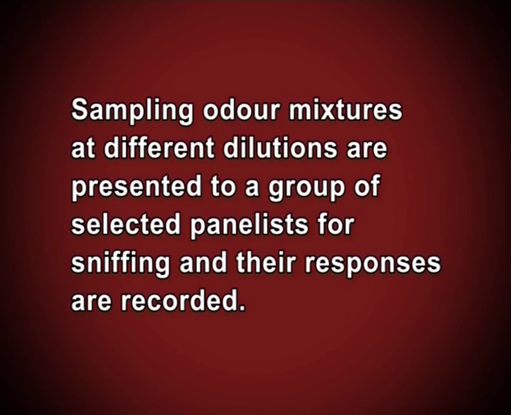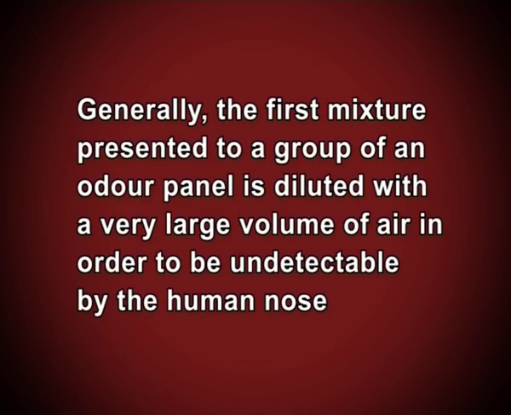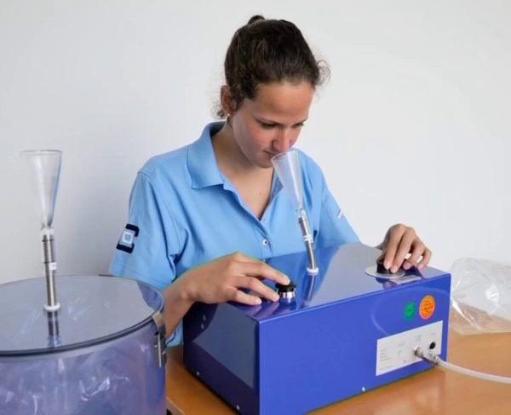Sampling odor mixtures at different dilutions are presented to a group of selected panelists for sniffing and their responses are recorded. Generally, the first mixture presented to an odor panel is diluted with a very large volume of air in order to be undetectable by the human nose. In subsequent sample presentations, the volume of diluent is decreased by a predetermined and constant factor. After having set the factor, it is possible to create a geometric progression of dilutions useful to describe the logarithmic relation between odor intensity and concentration.